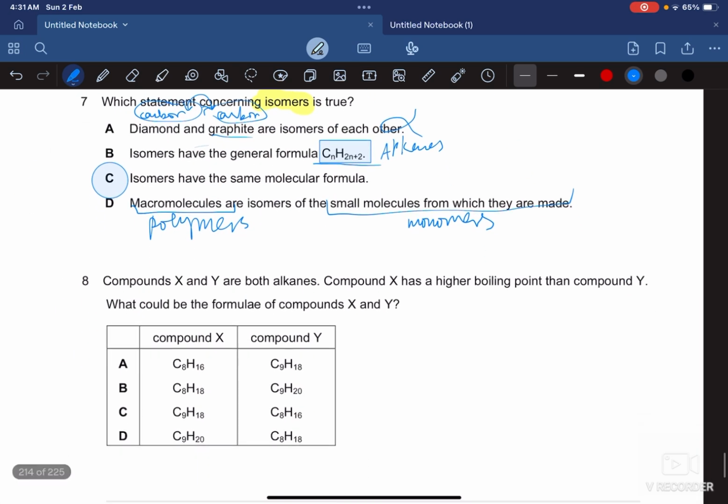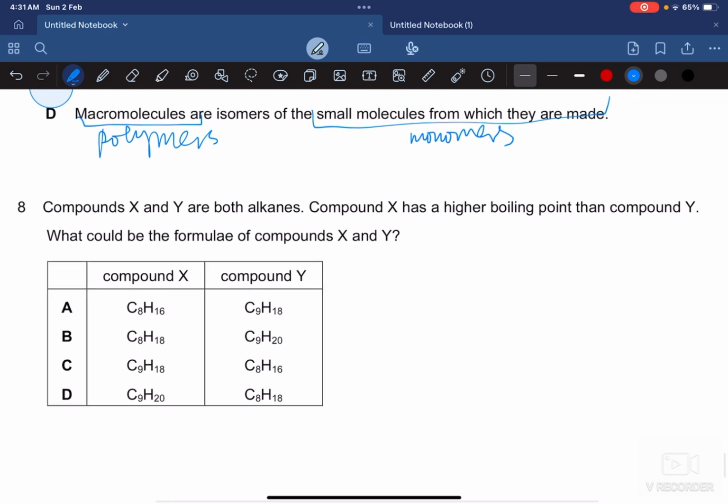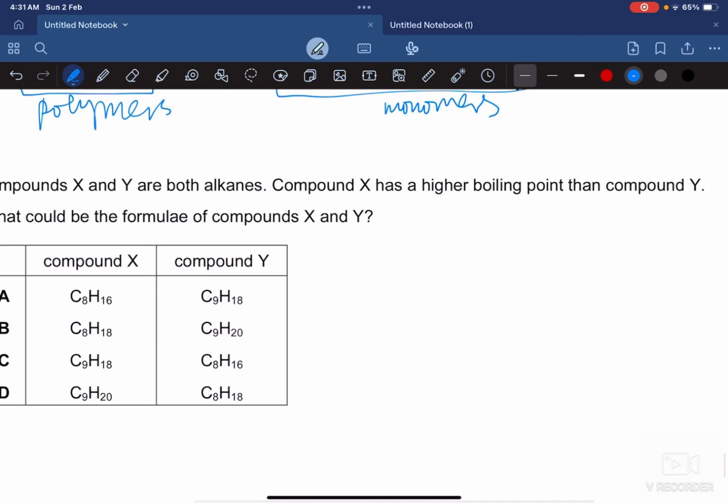Now let's move on to the next question. Question 8, which says compound X and Y are both alkanes. Compound X has a higher boiling point than compound Y. What could be the formulae of compounds X and Y? Now, this MCQ basically reinforces the concept that the more the number of carbons, okay, let me draw this for you.